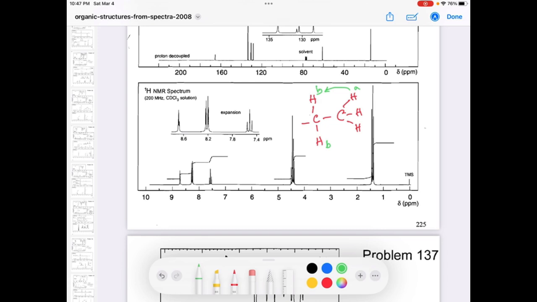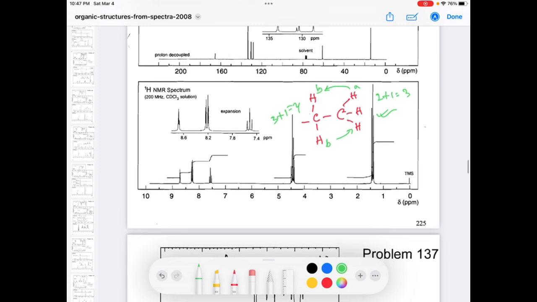But definitely that B proton also will see the A proton. So B proton has 3 neighbors, so 3 plus 1 equals 4, and that will give you a quartet. So here at 4.5 is a quartet. That quartet at 4.5 means definitely that carbon is next to oxygen, because you have oxygen in your molecule, you don't have any nitrogen, you don't have any halogen, so it could only be oxygen.